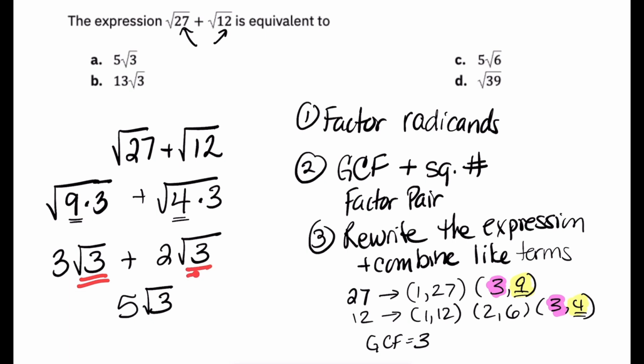Why? Because think of it like if this was 3x plus 2x, we would be able to add them together because now we have 5 x's. This is very much the same thing where I'm adding these whole numbers together and this stays the same. It's just my square root 3. And this is how I would simplify a radical problem. The answer is A. So we're going to use these same steps, and I'm going to add one small layer of complexity in the next problem. But we're going to do the same thing. Factor the radicands. We're going to look for a GCF with a square number factor pair. And then we're going to rewrite the expression so we can combine like terms.